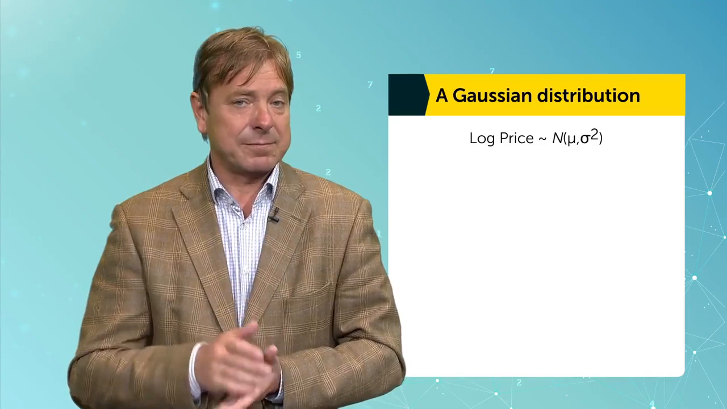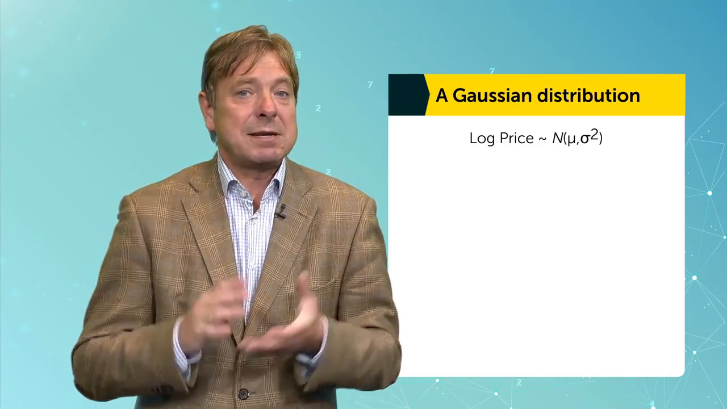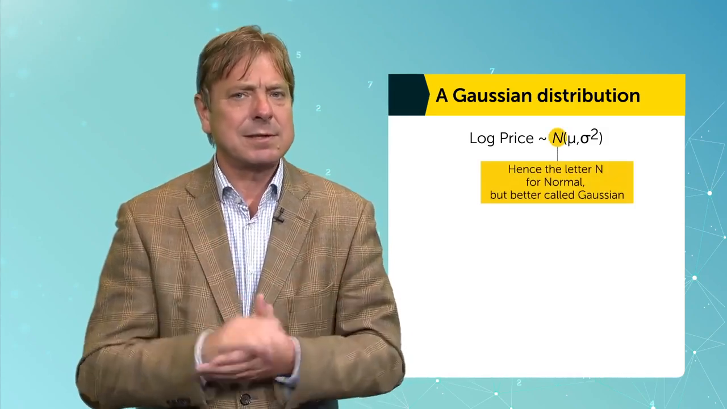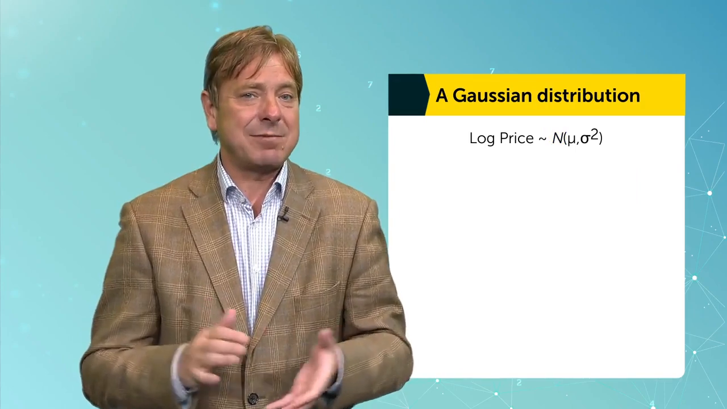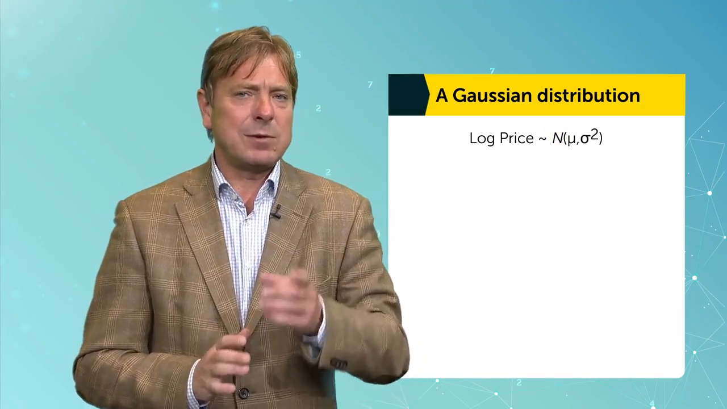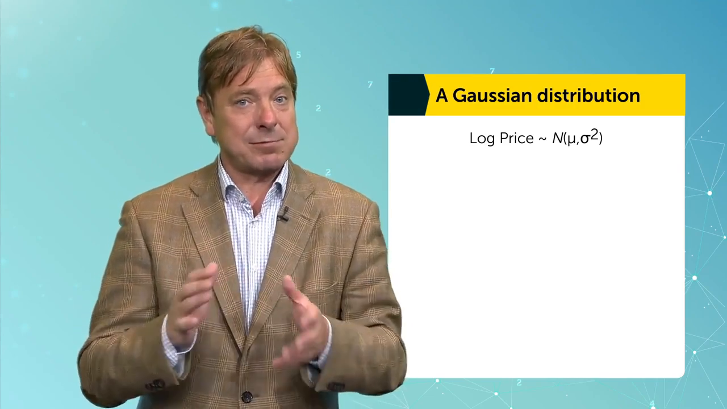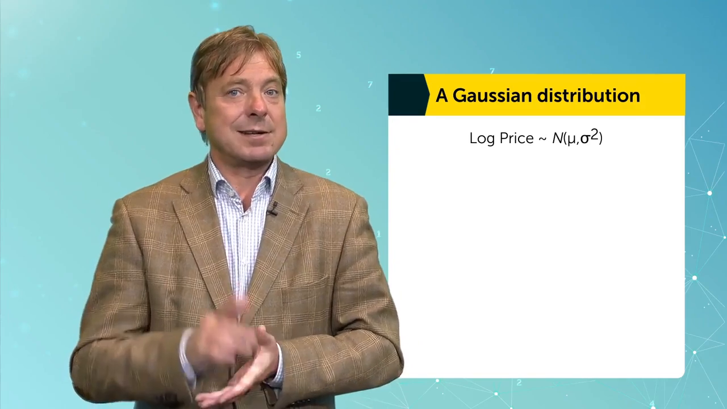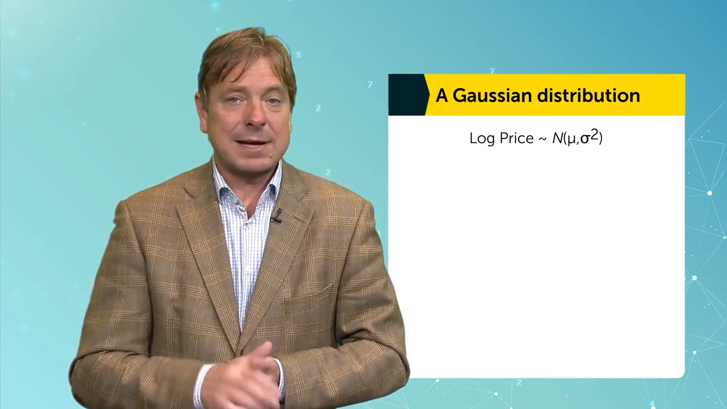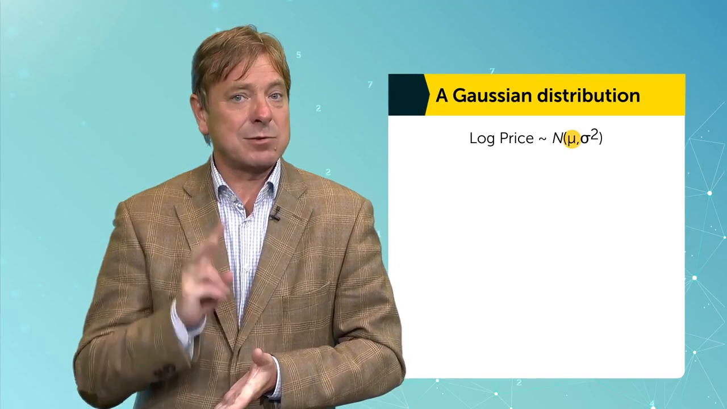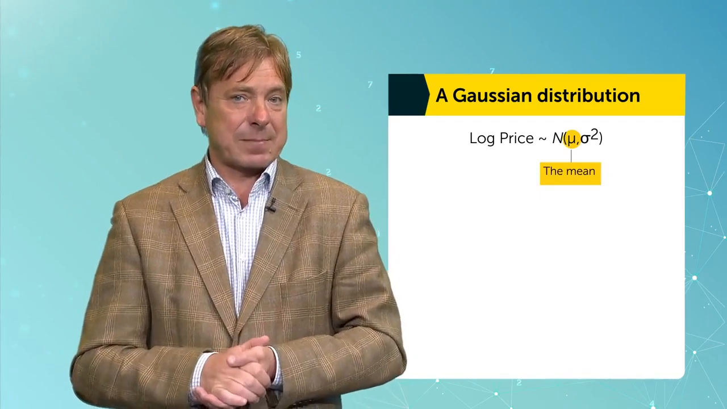One may now assume that the 21 observations on log price obey a Gaussian distribution, like this one. The observations are considered to be independent draws from the same normal, hence the letter N, but better called Gaussian distribution, with mean mu and standard deviation sigma. Note that we use the Greek letters mu and sigma for parameters that we do not know, and that we want to estimate from the observed data. Their data equivalents are thus m and s. The probability distribution of log price here is described by just two parameters, the mean and the variance.